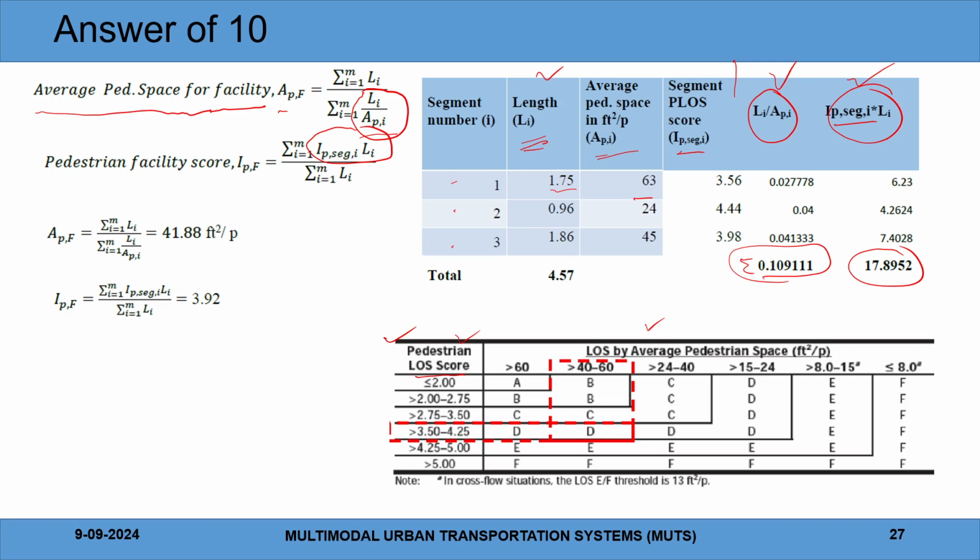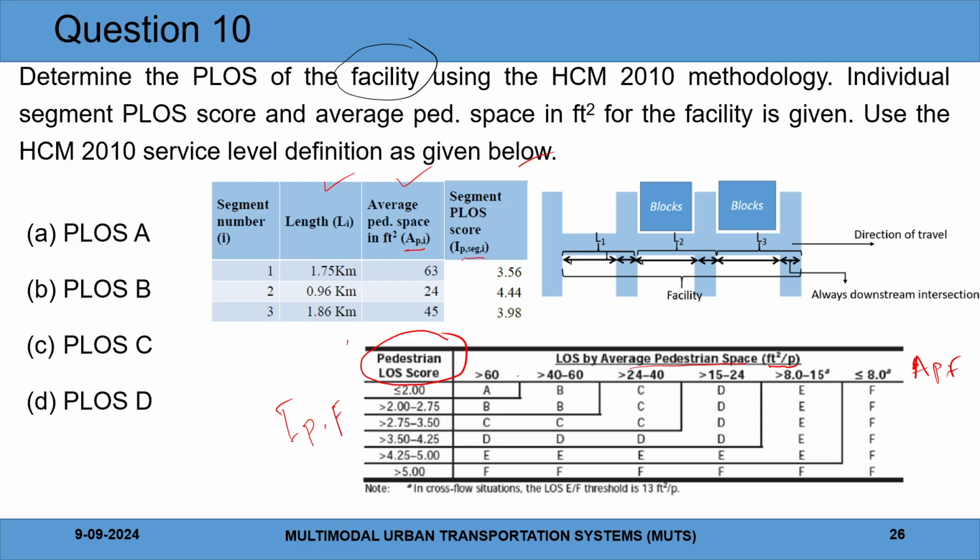If you calculate it, APF will be 41.88, so it is between 40 to 60, and IPF is 3.92, that is between 3 to 4. So if you go from this side and this side, it will come as level of service D. So option D will be the correct answer here.